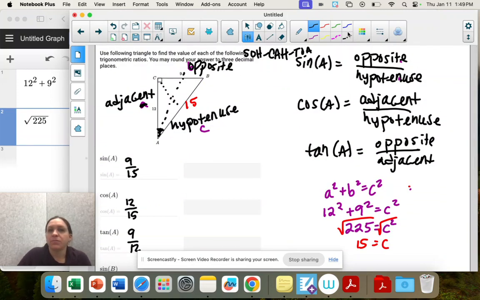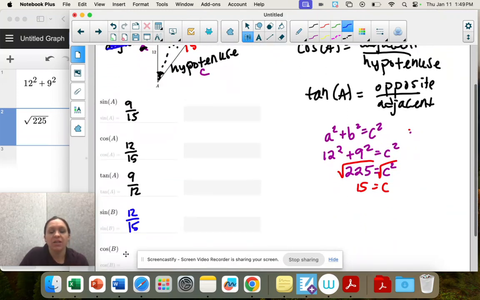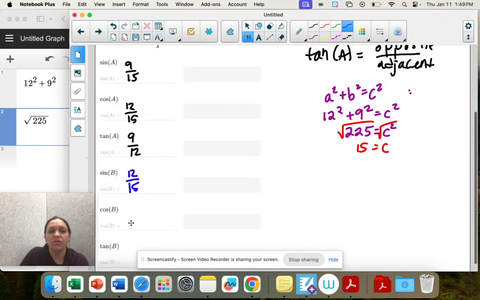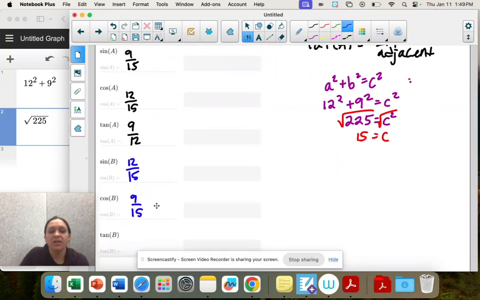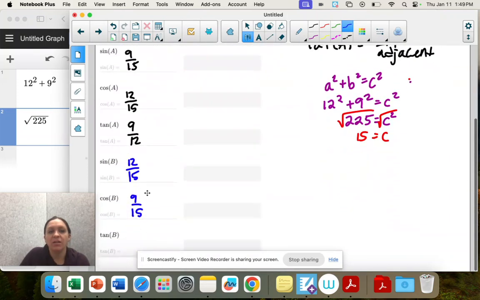Okay. Next we have angle B. So these are going to switch. This is going to be opposite. And this will be adjacent. And that makes our sine and cosine switch. So sine of B is 12 over 15, just like cosine of A. And then cosine of B is 9 over 15, like sine of A. And then tangent is now opposite over adjacent, 12 over 9, which is the reciprocal of tangent of A.